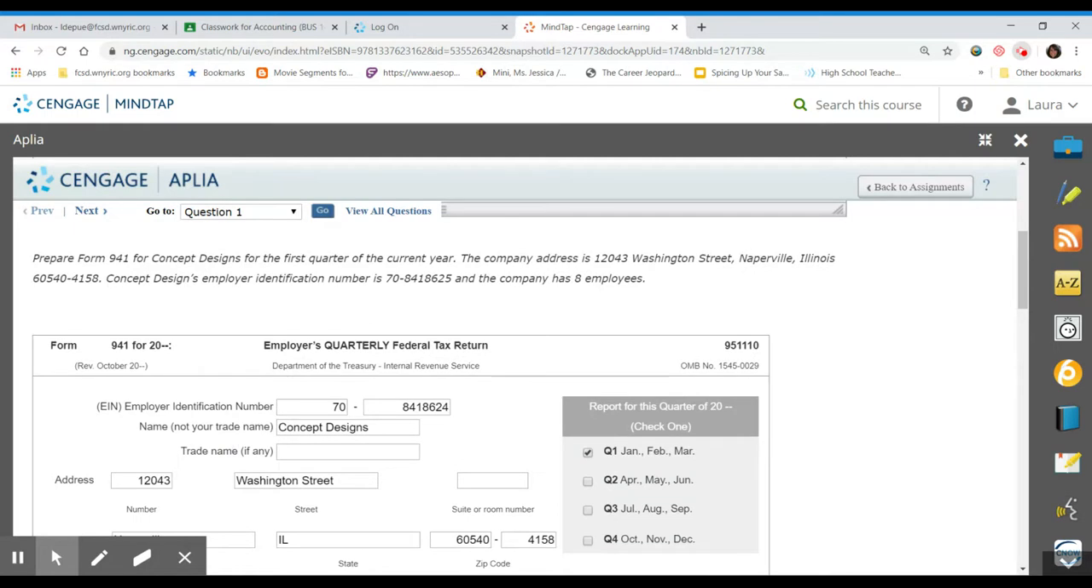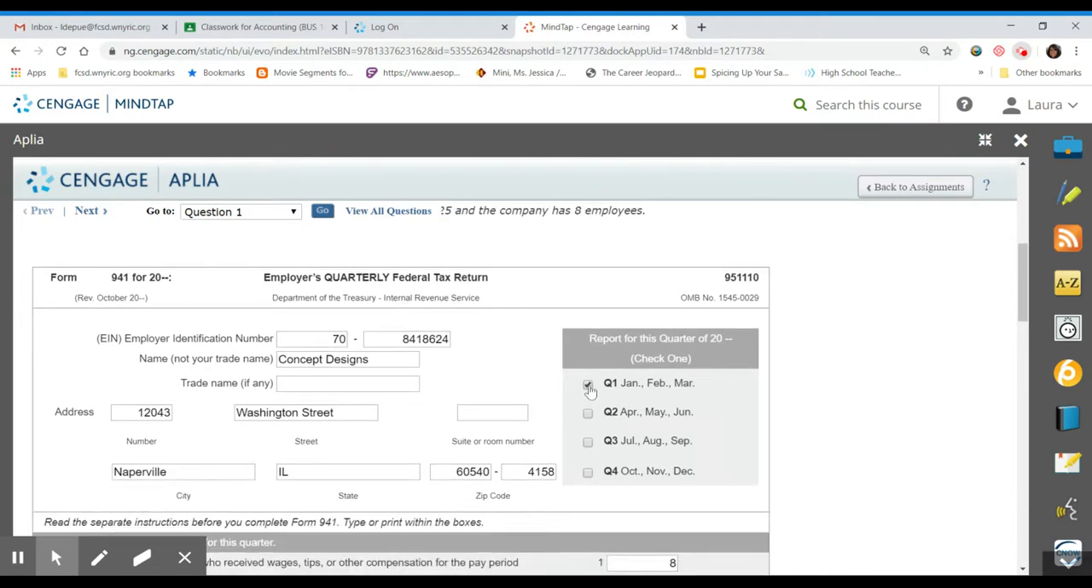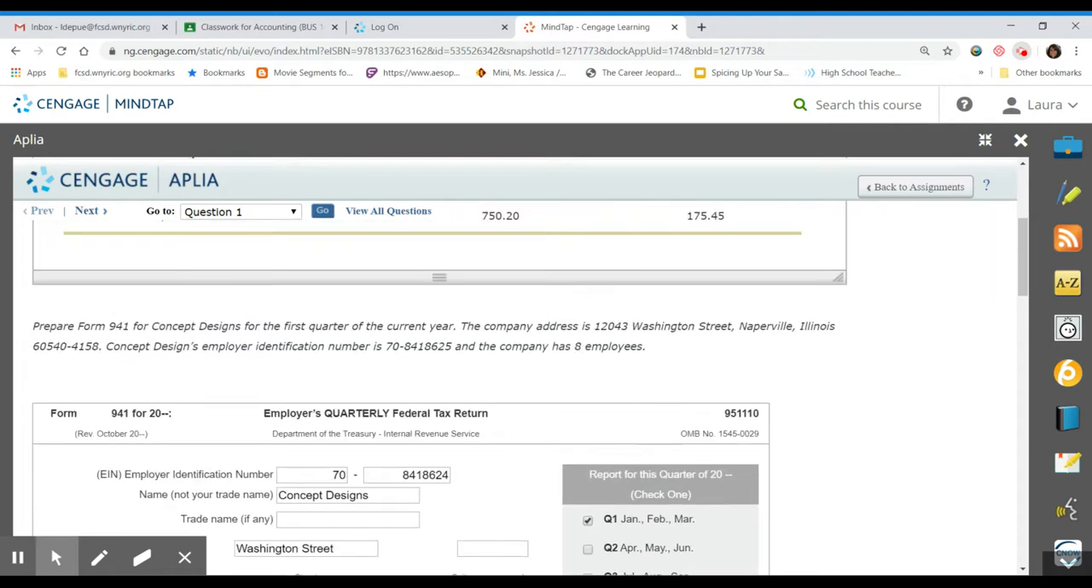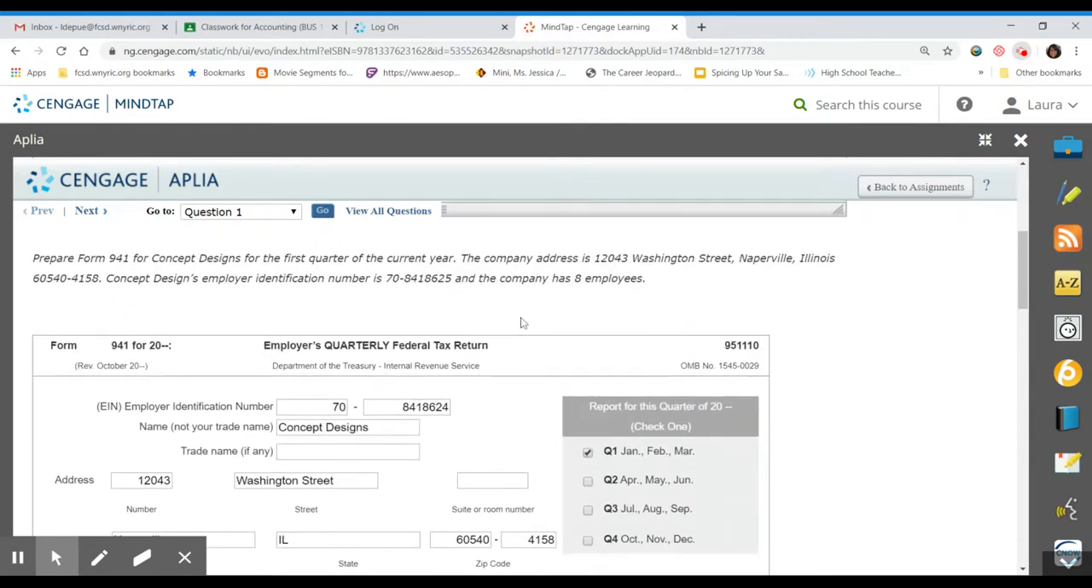If we scroll down, this is the information I've already typed in for us. Here is our employer identification number, and that number is given right here. It gives us our company name, Concept Designs, and the address. This has to be checked right here. By clicking in this box for quarter 1, we check which quarter we are completing this form for. Here is our city, our state, and our zip code. Make sure you do both parts of the zip code that is shown right here. The number of employees goes in line 1, and that is given right here, 8 employees.